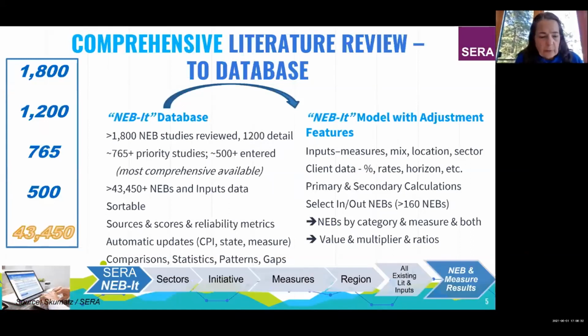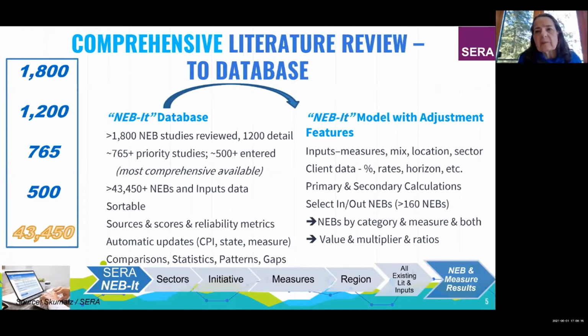We conducted a comprehensive literature review in-house. Starting in 1994, we updated it periodically. We spent the last 2 years really updating it quite a bit, and provide NEBs results from 1,800 studies reviewed, 1,200 we reviewed in detail, almost 800 are priorities and have great data, 500 we've entered, and it has led us to 43,450 plus lines of NEBs and NEBs input data in a sortable database with sources, scores, reliability metrics, and automatic update. It lets us do comparisons, statistics, patterns, graphs, and that's the reason for this study, showing you what kinds of things can be done pretty quickly.